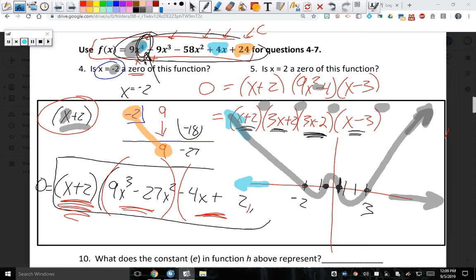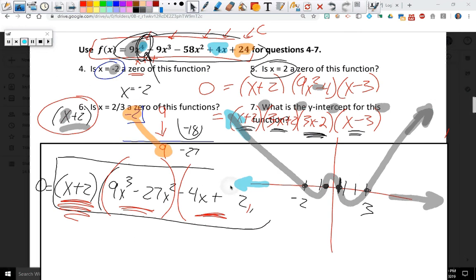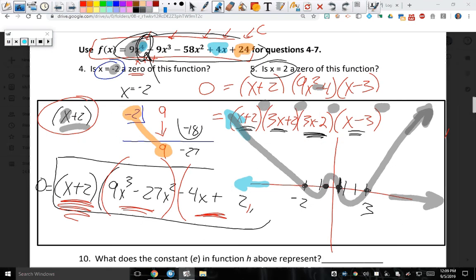So let me ask you this. Is x equal to a 0 of this function? No. Okay. Is 2/3 a 0 of this function? Yes. What is the y-intercept? Guys, what could I do to this right here or this right here to get the y-intercept? Plug 0 in for x. Look at that. 0, 0, 0, 0. The y-intercept is 24.